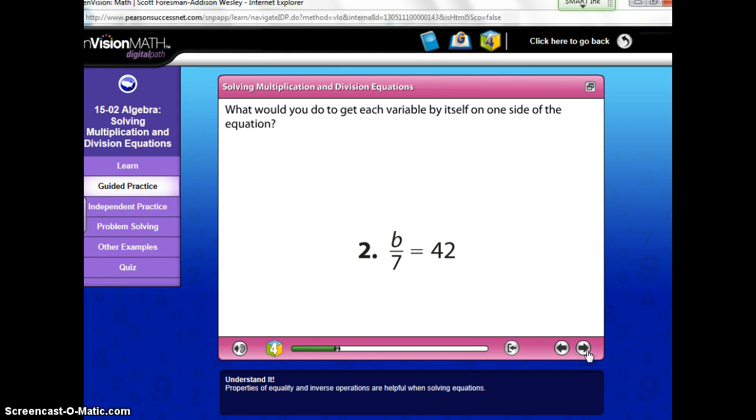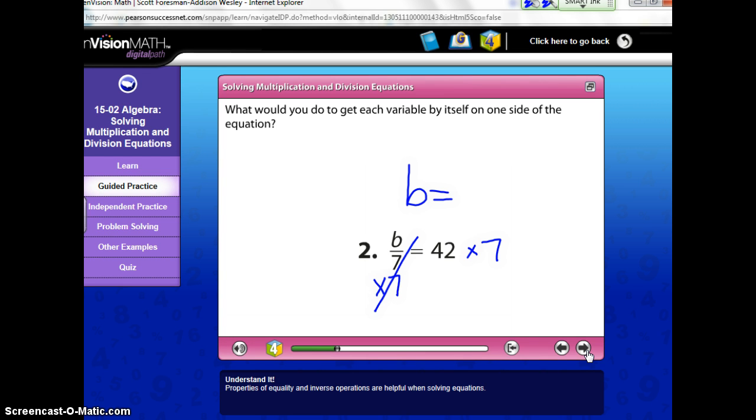Okay, now we have a divide sign. We want to get B all by itself. What's the opposite of dividing? Okay, so now we're going to multiply by 7 because that'll cancel it out. We're going to do the opposite. Divided by 7 times 7 cancels each other out. That means we have to do the same thing on this side. Now we have B by itself.